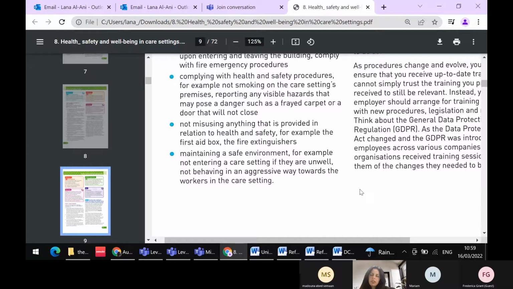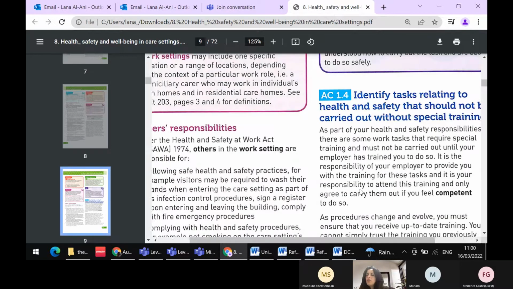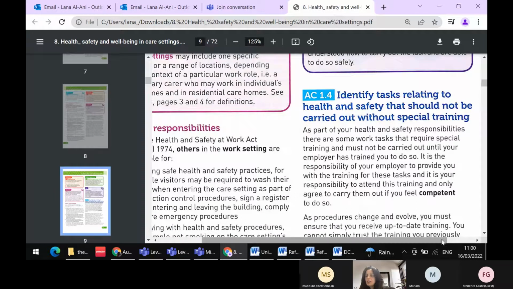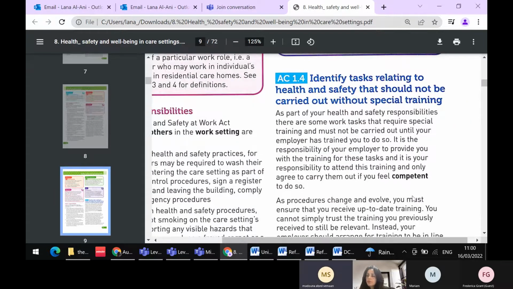So if you're unwell any day, everyone needs to contact their managers to report that, not to go to the care setting. Why? Because to avoid spreading this illness to others. So far, do we have any questions? No, so good. Excellent.